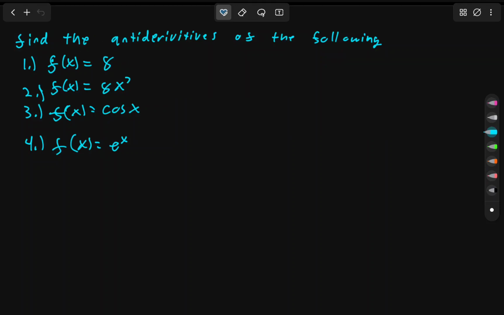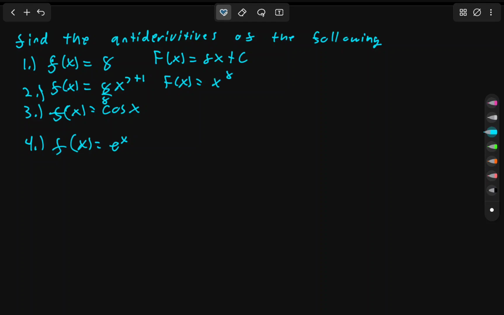So, we're looking for the antiderivative of 8. Well, the derivative of 8x is 8, so we know f of x in this case must be 8x plus a constant c. For this next one, we can use our inverse power rule to increase the power by 1 and then divide by that power, and we see that f of x in this case is going to be equal to x to the power of 8.